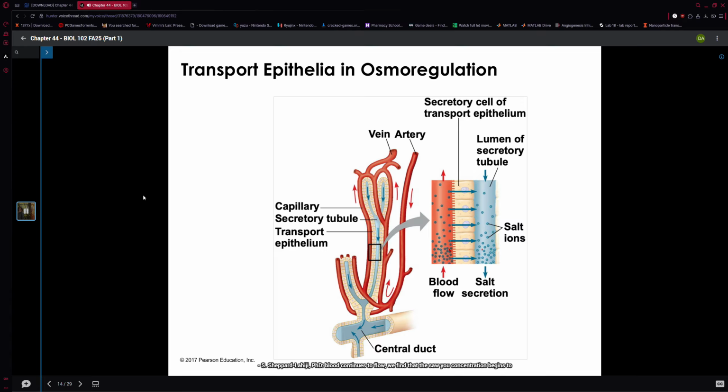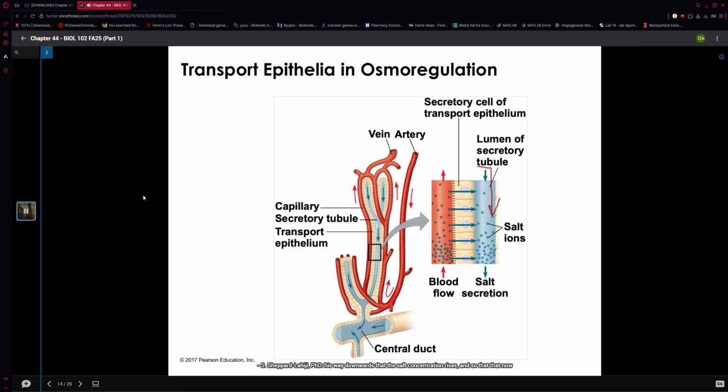And as blood continues to flow, we find that the solute concentration begins to decline. Now, when we look at the lumen of the tubule, what we find is that its direction is opposing that of our blood vessel. And it's still receiving solutes, because even if we look at the top, while the solute concentration of the blood vessel has been declining, it's still higher than that of the secretory tubule. So it's still going to promote movement from one side to the next. So we can see as the lumen works its way downwards that the salt concentration rises.